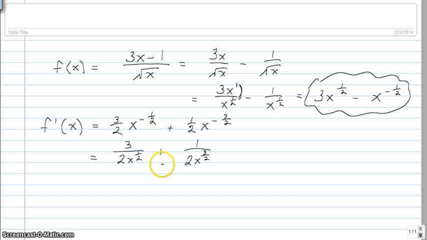Okay, and then you could get a common denominator here. So let's see, both denominators have a 2. I can turn x to the 1/2 into x to the 3/2 if I multiply by x to the first, right, because here I would add the exponents. This would give me x to the 3/2. So that would give me 3x plus 1 over the common denominator of 2x to the 3/2.